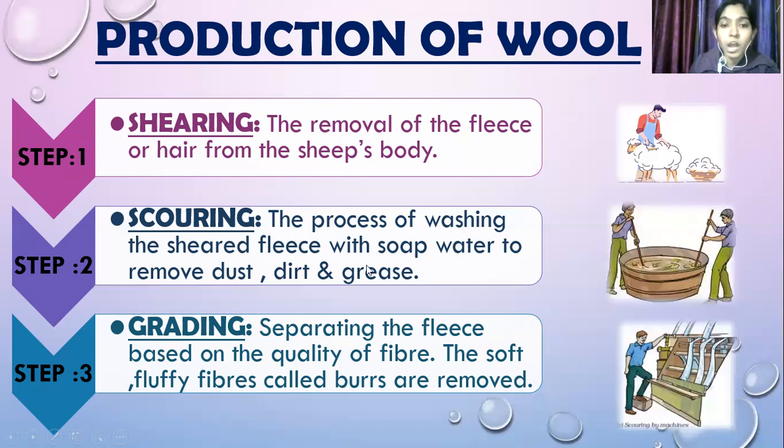Okay. Now, after washing, the third step is grading. So in grading, basically in this step, sorting is done. It means separating the fleece based on the quality of fiber. Like the soft, fluffy fibers called burrs are removed and the good quality ones are kept. Is it clear?